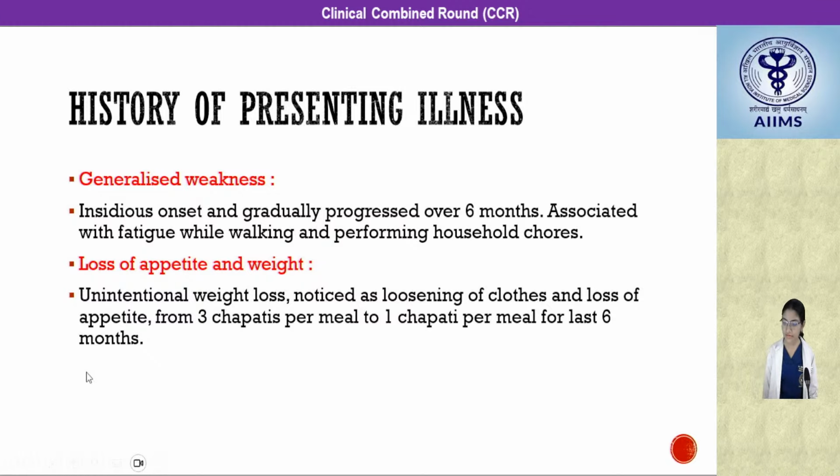She was in a usual state of health 6 months back, following which she developed generalized weakness, which was insidious in onset and gradually progressed over the last 6 months, associated with fatigue while walking and performing her household chores. She also had a history of loss of appetite and weight, which was unintentional weight loss noticed on loosening of clothes, and loss of appetite from 3 chapatis per meal to 1 chapati per meal over the last 6 months.